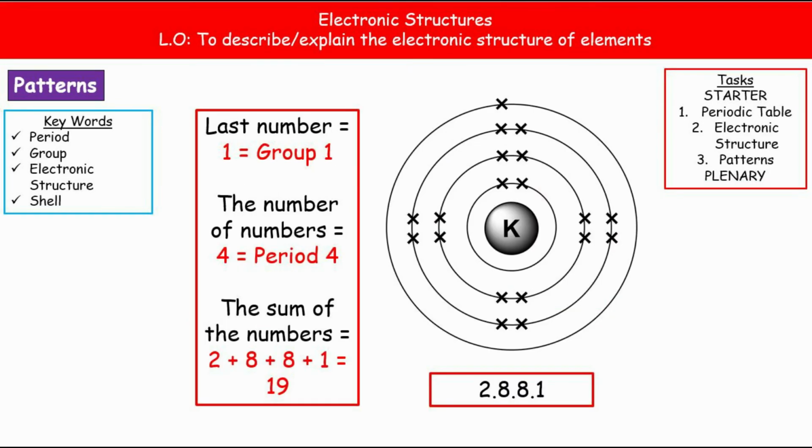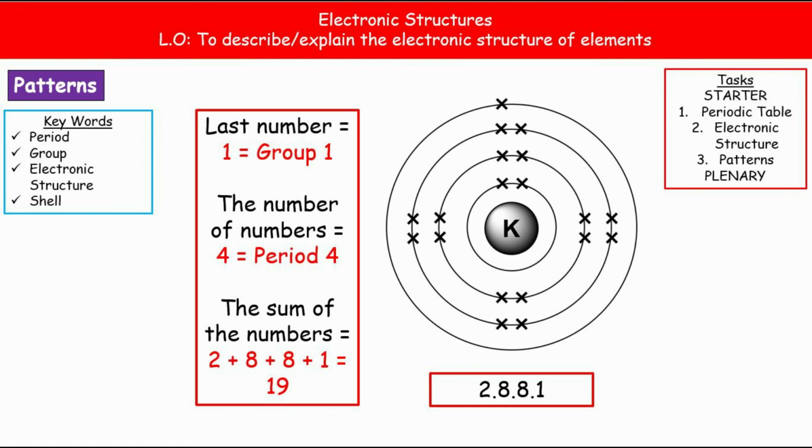Let's have a look at that in practice. What I've given you in the diagram there is potassium. So we've got the electronic structure, or electronic configuration as they sometimes refer to it, for potassium. Potassium has a grand total of 19 electrons. Its atomic number is 19. So we start off with 2 on our first shell closest to the nucleus, because that can only hold up to 2, 8 on the second, 8 on the third, and then we're left with 1 on our fourth shell. So its structure is 2.8.8.1.